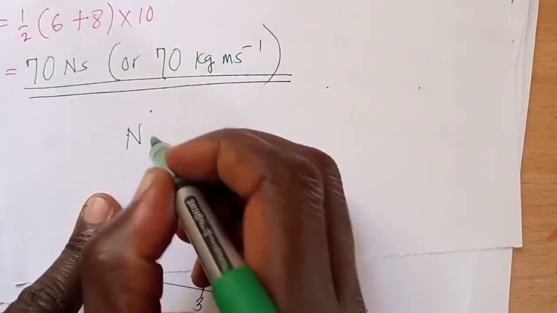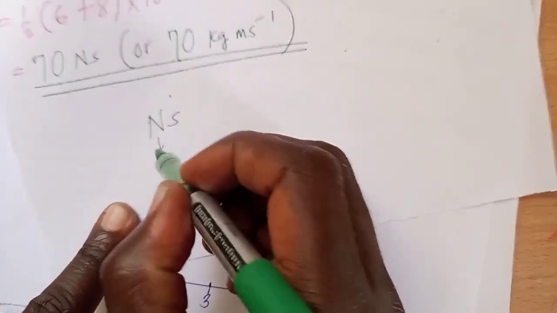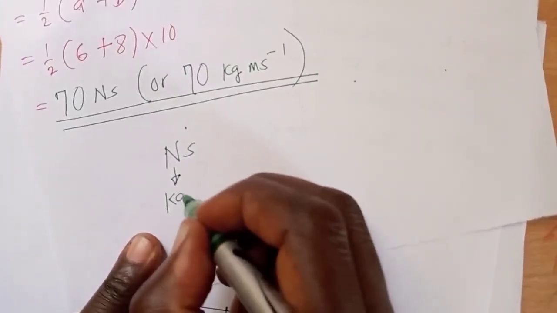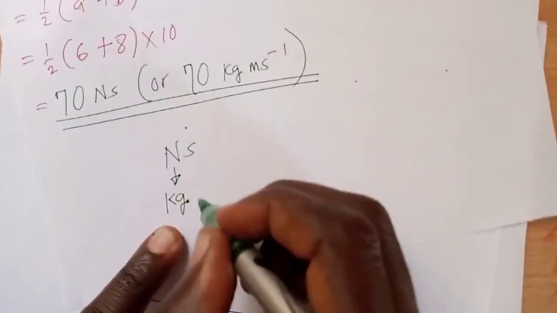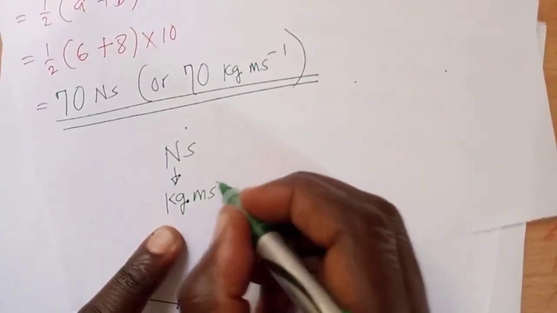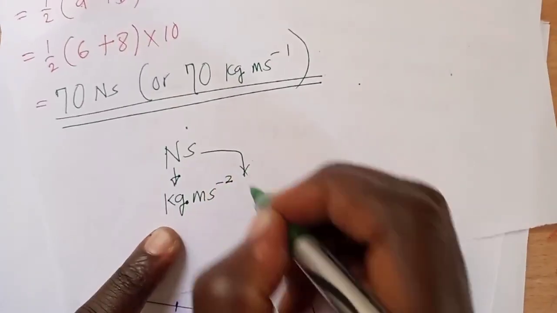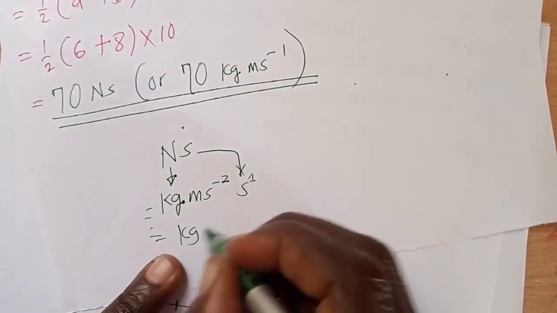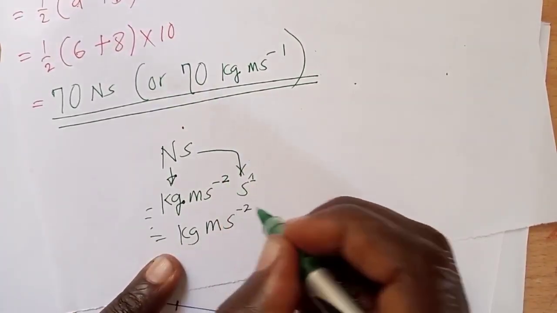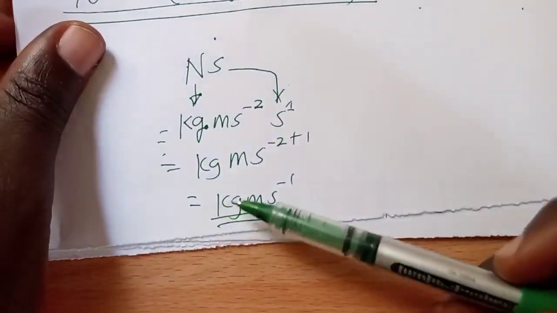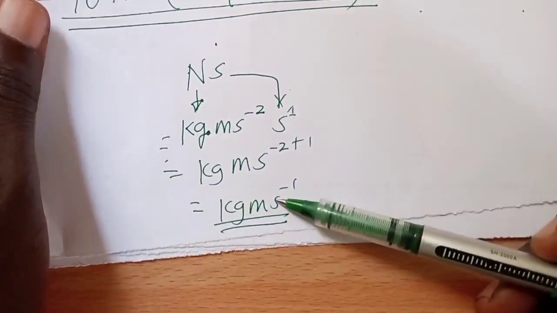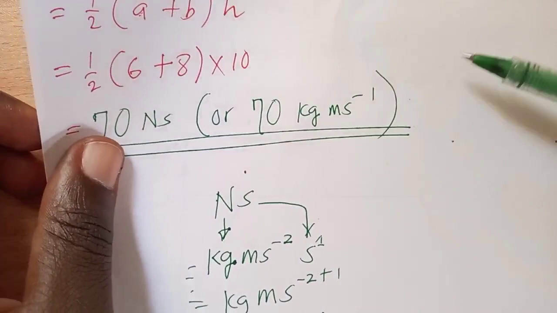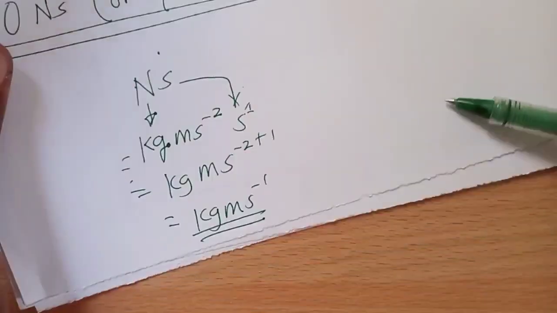Now let me start with the Newton second. Don't forget Newton is the unit of force, and it is obtained from ma. The unit of mass is kilogram, and acceleration is in meters per second squared. And then you have second. This has a power of 1, so this will be kilogram meter, the second here, minus 2 plus 1. At the end, you have kilogram meter per second, same as this one. So Newton second and kilogram meter per second are two forms of the same thing.